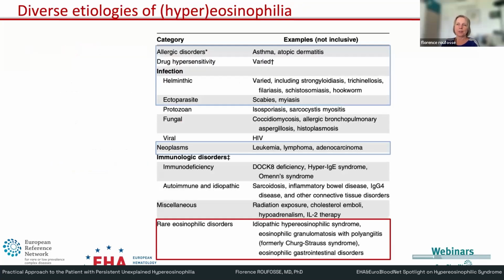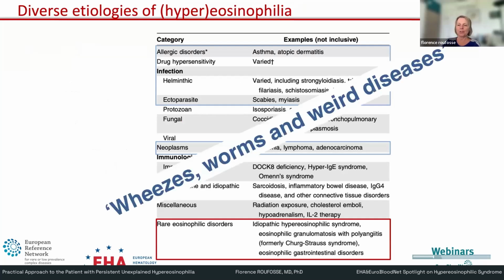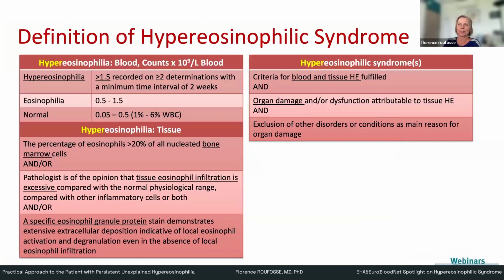And so I've already shown this slide, which really shows the main causes of hypereosinophilia. And obviously today, the focus of our interest is really going to be the rare eosinophilic disorders, namely idiopathic hypereosinophilic syndrome. But I will also mention eosinophilic granulomatosis with polyangiitis, which, as I said previously, has considerable overlap with this syndrome. So this was the summary of this slide: you have to look for wheezes, meaning allergic conditions, worms, and weird diseases. And we're going to be talking about those weird diseases.